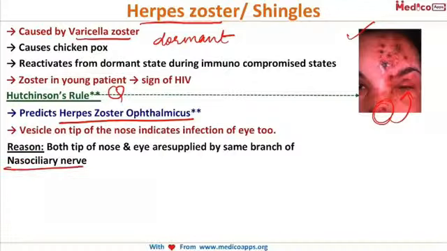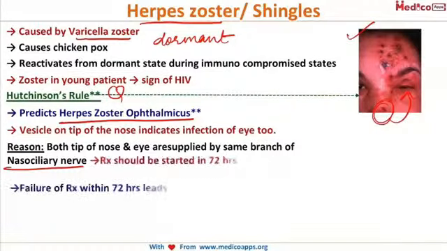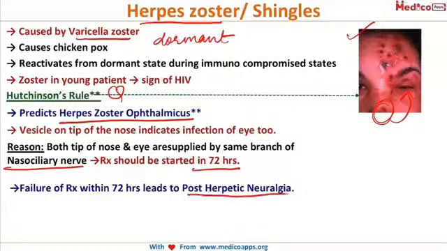So that is the reason behind Hutchinson's rule, and this condition indicates that you have to start the treatment within 72 hours of your diagnosis, and any failure to do this leads to a very painful condition. It is a very excruciating pain called post-herpetic neuralgia. It occurs usually 1 or 2 months after the subsiding of the disease. If you do not treat within 72 hours, it leads to post-herpetic neuralgia.